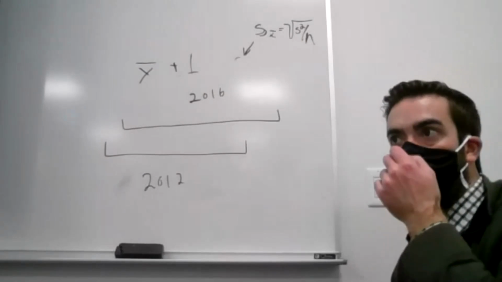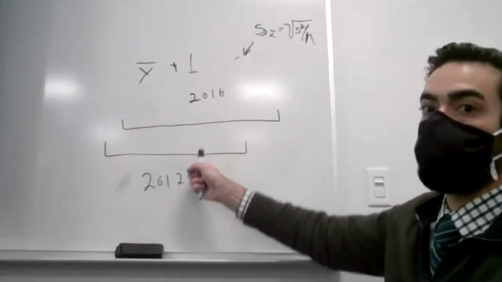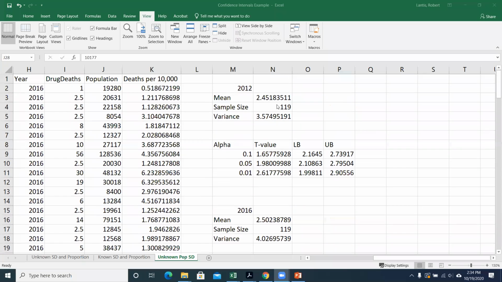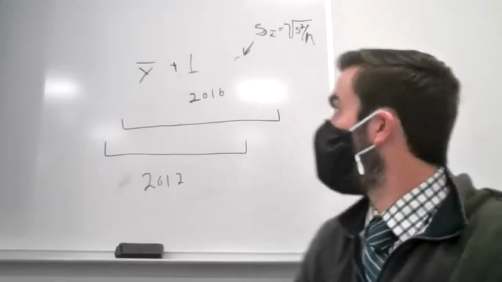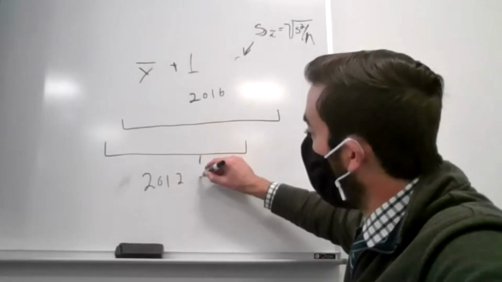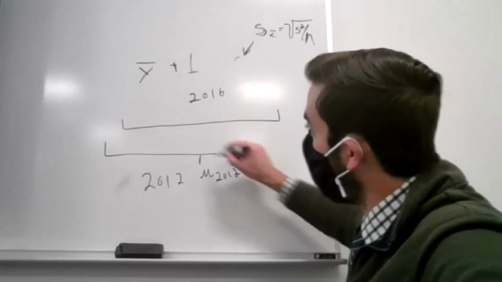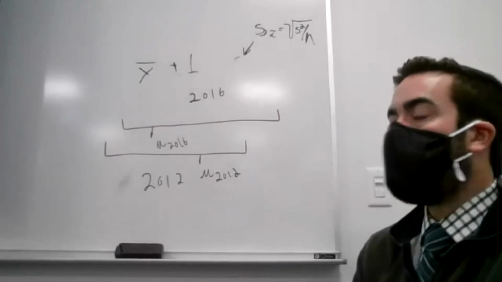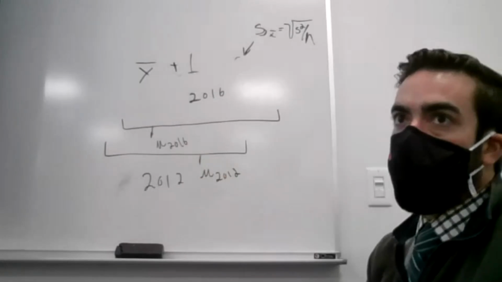So even though the sample mean for 2016 was higher than 2012, if I go back and look here, the sample mean in 2012 was lower, so it was higher in 2016. But if I look at the confidence intervals, well, I only saw one sample from each year. It could very well be that the true mean for 2012 is here, and the true mean for 2016 is here. If I don't have population data, that very well could be the case, okay?